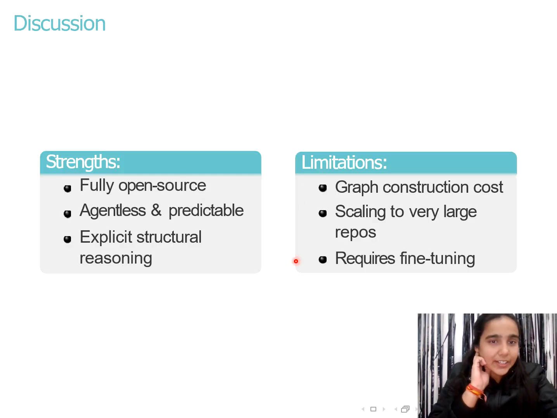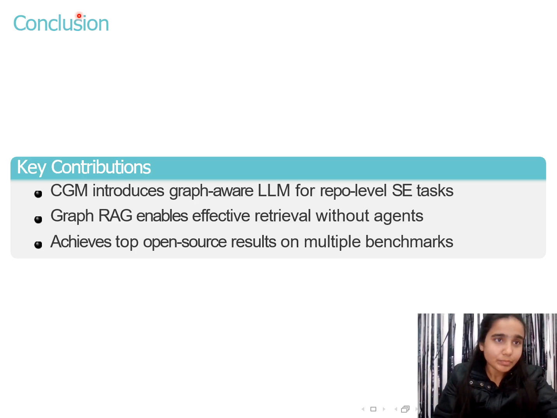Now, let's see the strengths and limitations of this research paper. It is open source, as we all know till now. It is agentless and predictable and has explicit structure for reasoning. But there are some limitations. The limitation is the cost that will be incurred for graph building. Also, when it comes to very large repositories, scaling to that level is a tough task, and fine-tuning will be needed. But there are opportunities for these tweaks, and I hope we can do this in future research as well.